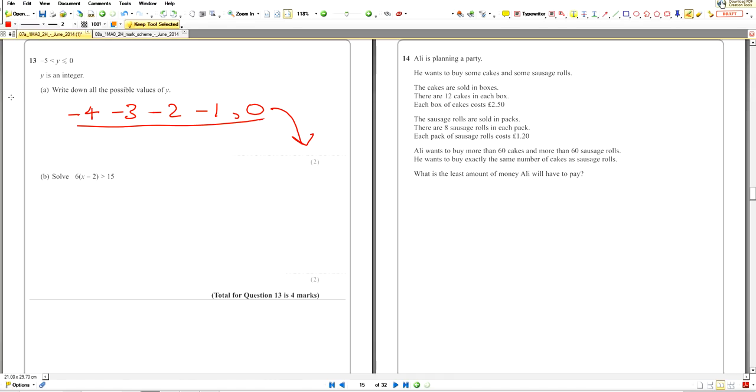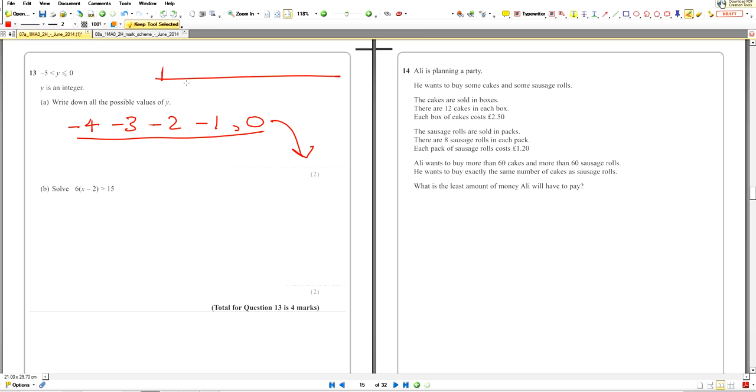Minus 5 is not included because it has to be more than minus 5. If you look at a line, here's your minus 5, and here's your 0, and here's your minus 4. So your solution will be all of these numbers: minus 3, minus 2, minus 1. These are included and not that one, because it says it's going to be more than minus 5.